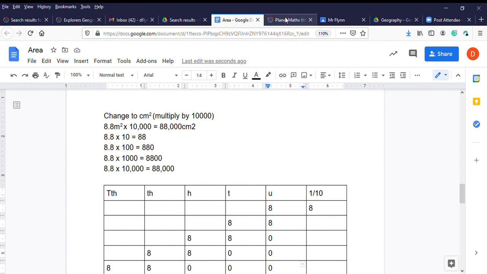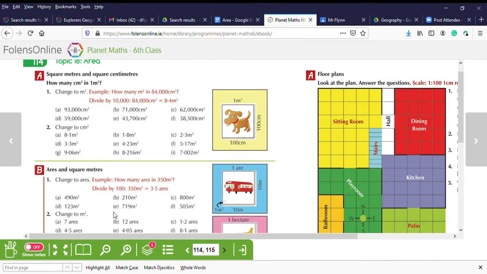I don't think I'm going to go through B. I think this is relatively easy and I don't want to confuse you. For these questions, you're just dividing by 100 for the first set and then multiplying by 100 for the second set of questions.